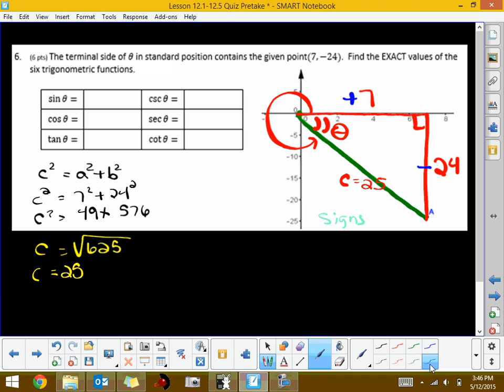So the first one, the sine of theta, is opposite over hypotenuse. That's -24 over 25. We reciprocate that, -25 over 24, for the cosecant. The cosine is 7 over 25. The reciprocal is 25 over 7. The tangent is opposite over adjacent, so it's -24 over 7. And that means the cotangent is 7 over -24.